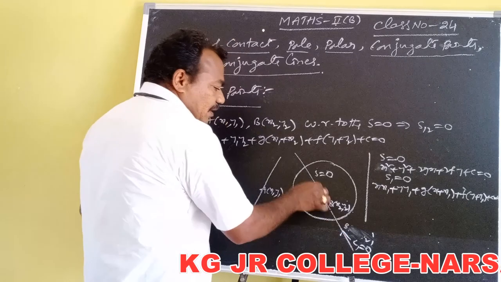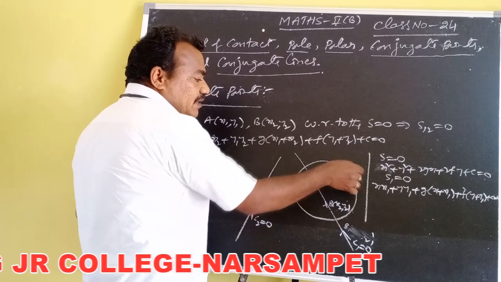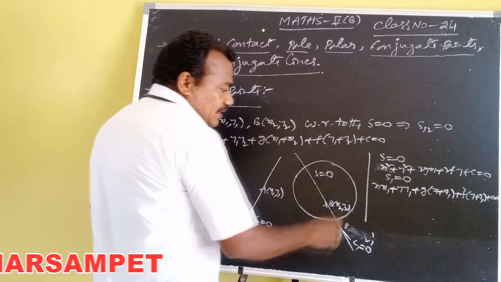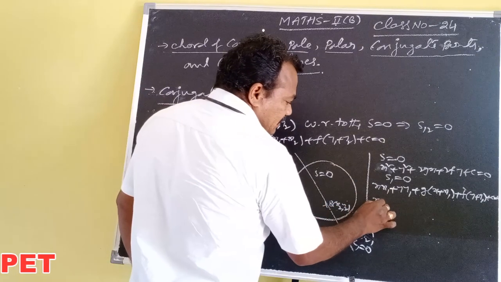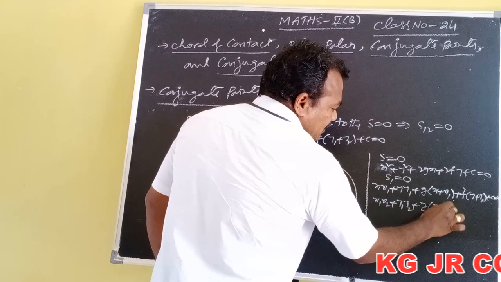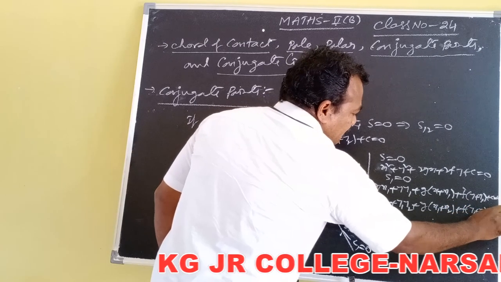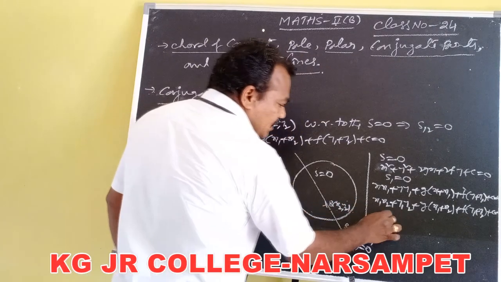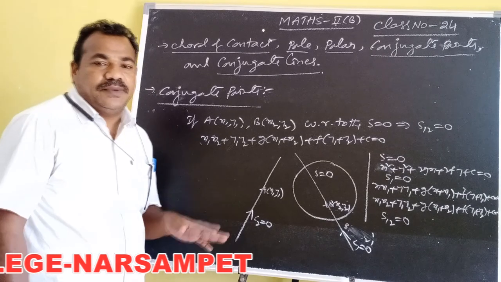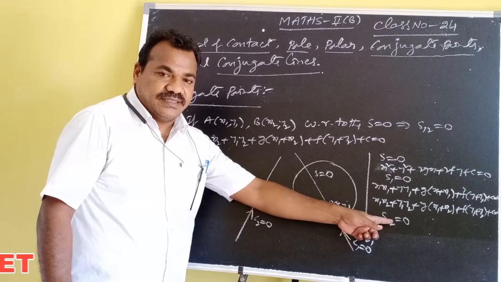But this polar is also passing through the other point (x2, y2). The point (x2, y2) lies on this line, so substituting the coordinates x = x2, y = y2 in this equation, we get x1x2 + y1y2 + g(x1 + x2) + f(y1 + y2) + c = 0. This notation is given by S12 = 0. Students, the two points are said to be conjugate points with respect to the circle, so the condition is S12 = 0.